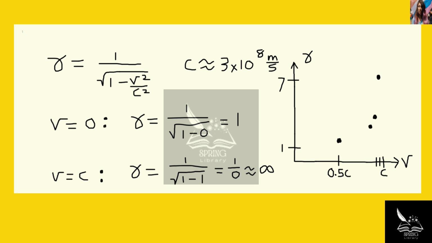For 80% of the speed of light, we have 1.66, maybe somewhere around here. For 70% of the speed of light, we have 1.4. For 60% of the speed of light, we have 1.25.